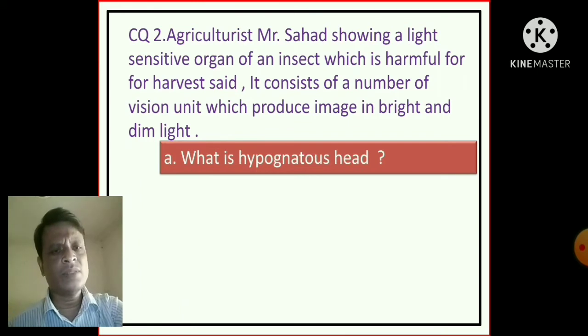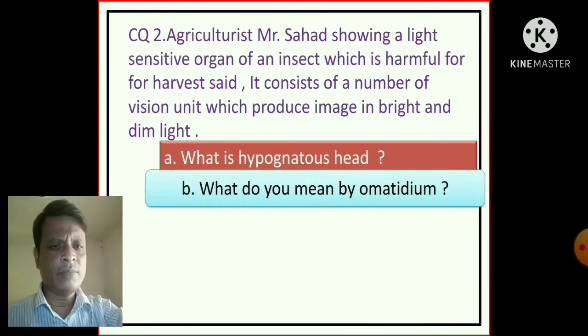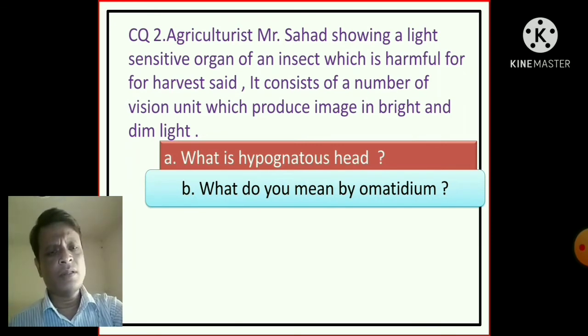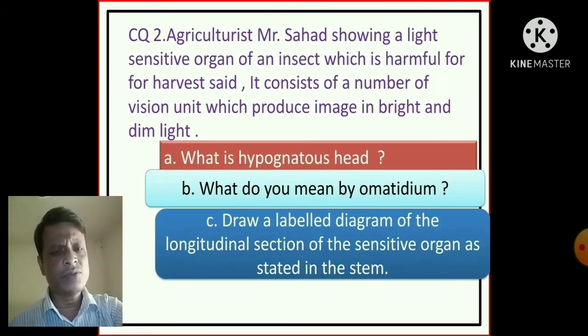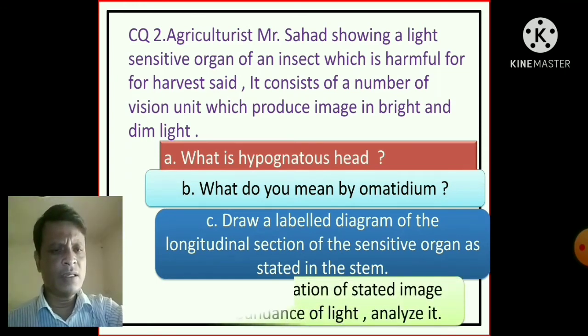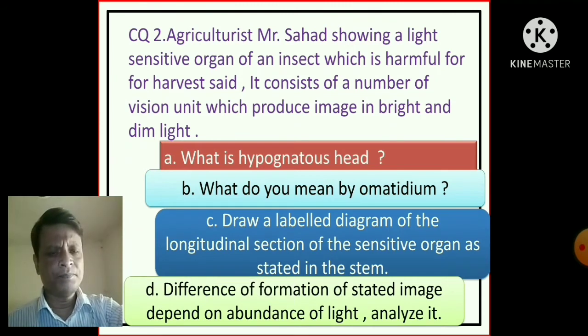A. This is the knowledge-based question. What is hypognathous head? B. This is the comprehension-based question. What do you mean by ommatidium? C. This is the application-based question. Draw a labeled diagram of the longitudinal section of the sensitive organ as stated in the stem. And finally D. This is the higher-skill-based question. Differences in formation of the stated image depend on abundance of light.